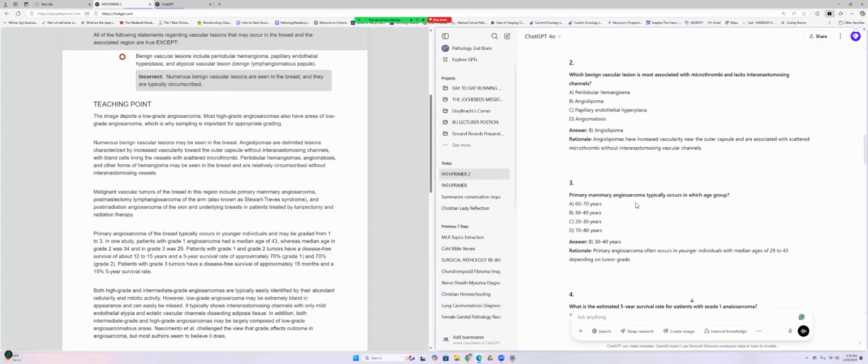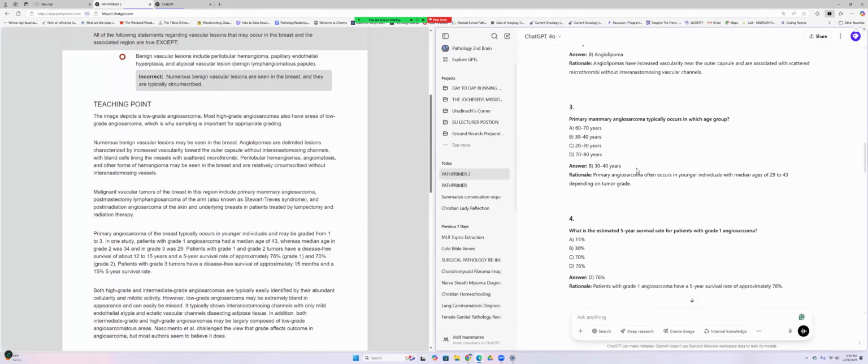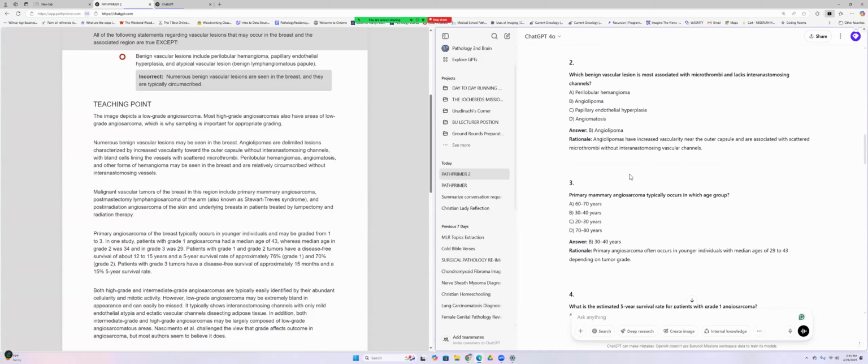So angiolipomas. Let me read that question again. They have increased vascularity near the outer capsule and are associated with scattered microthrombi without anastomosing vascular channels. Near the capsule of the lesion is where you see a lot of the vessels, but they're not anastomosing. Anastomosing is mainly associated with sarcoma, especially low-grade sarcoma.